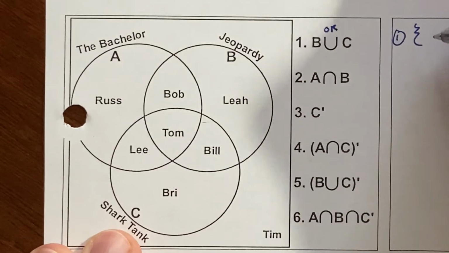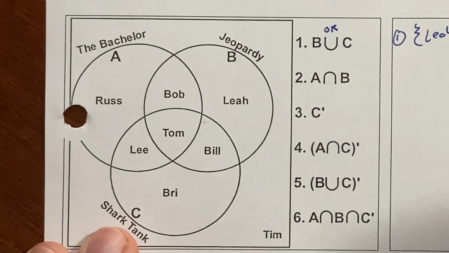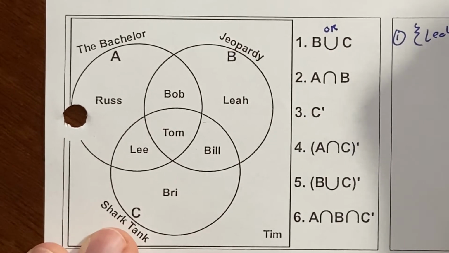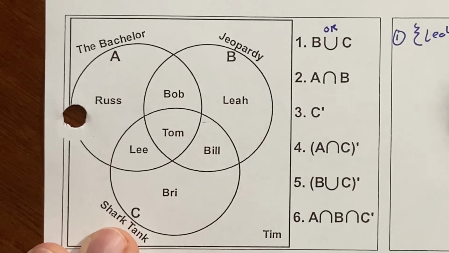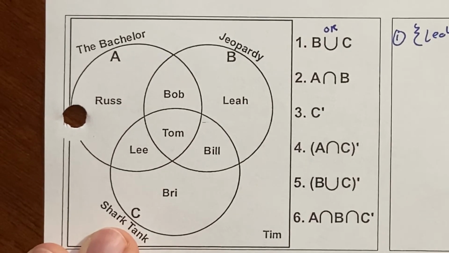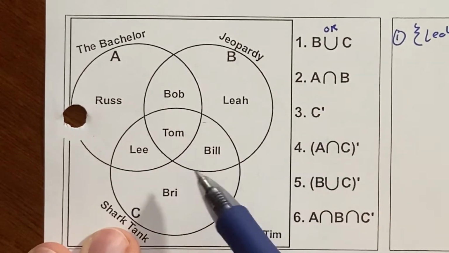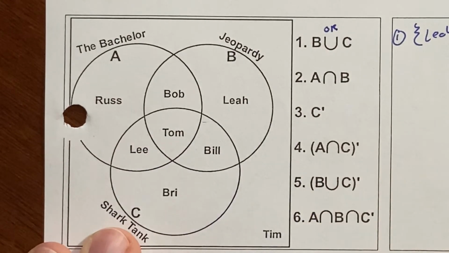So I've got Leah. She watches Jeopardy or Shark Tank. Bob, he watches Jeopardy or Shark Tank. Tom watches Jeopardy or Shark Tank. Bill watches Jeopardy or Shark Tank. Lee and Bree, those people watch Jeopardy or Shark Tank. So Bob, Leah, Tom, Bill, Lee, and Bree. If you were to ask any of those people, hey, do you watch Jeopardy or Shark Tank? They'd say, yeah, I watch Shark Tank, or yeah, I watch Jeopardy.